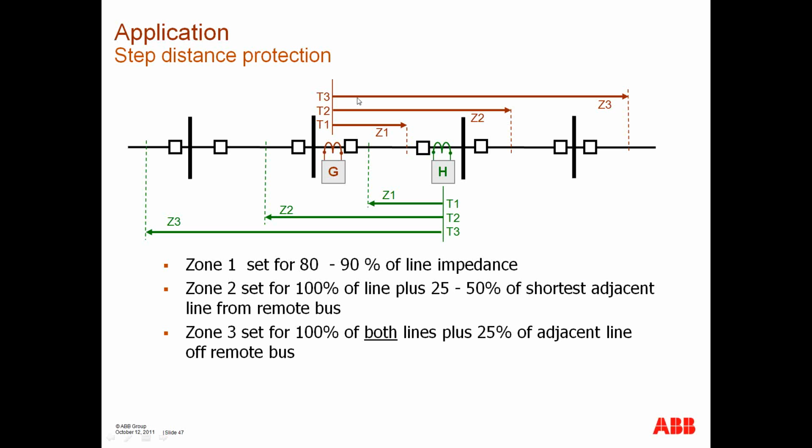But here we're talking about the step distance protection, and we have these three zones defined in both directions. And typically you set zone 1 to 89% of the first line, and then set zone 2 to overreach this bus. It's always overreach this bus, and anywhere from 25 to 50% of the shortest adjacent line that's off this bus. And zone 3, you set it to cover both this line and the longest line that's off of this bus, and overreaching the third bus.